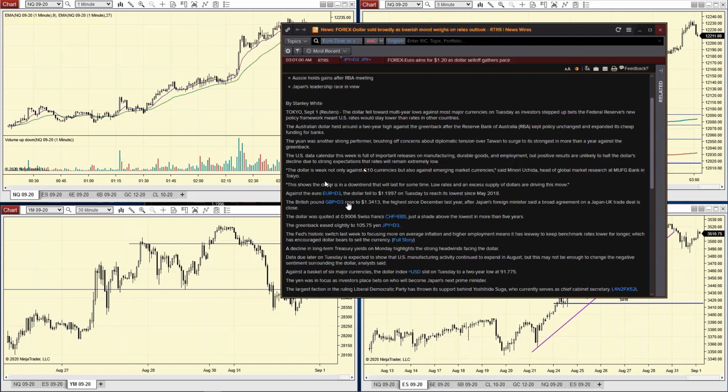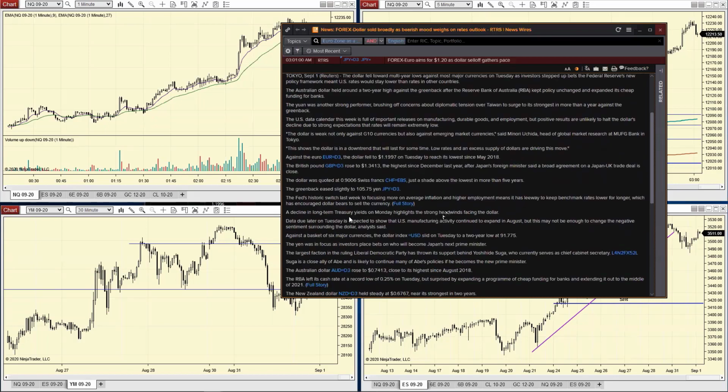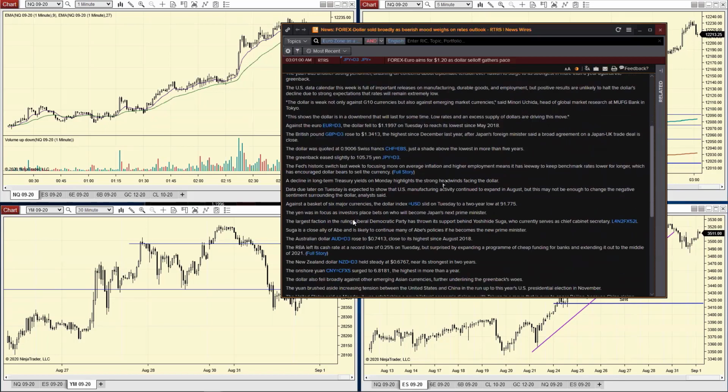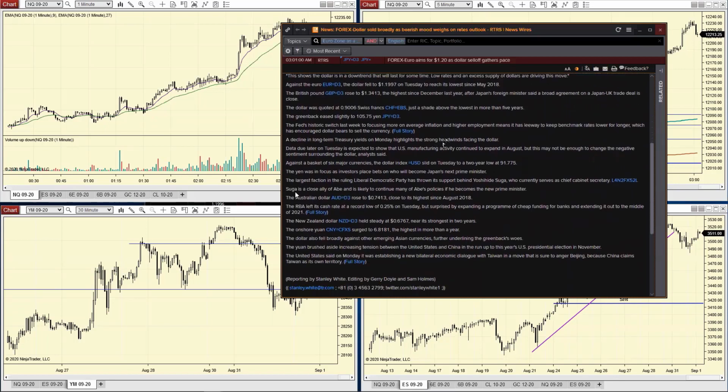The dollar is weak not only against the G10, but also other emerging currencies. This shows that the dollar is in a downtrend that will last for some time. Low rates and an excess supply of dollars are driving the market. The dollar was quoted at 90.06 Swiss francs, and the greenback eased to 105.75 yen. The Fed's historic switch last week to focusing more on average inflation and higher employment means that it has leeway to keep benchmark rates lower for longer, which has encouraged dollar bears to sell the currency. A decline in long-term yields on Monday highlights the strong headwinds facing the dollar.